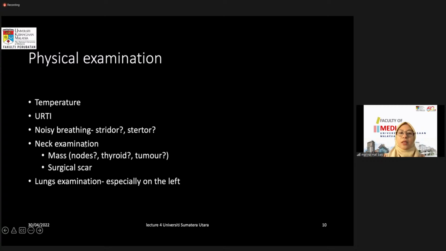And examine the neck, whether the patient has any masses in the neck, whether the patient has any thyroid swelling. If it is a malignant tumor, it may infiltrate the recurrent laryngeal nerve, causing vocal cord palsy. And if the patient has a surgical scar, you may think of vocal cord paralysis, for example, thyroidectomy scar, anterior cervical spine scar, esophagectomy scar, which may suggest the patient has recurrent laryngeal nerve injury. And lung examination is important, especially if the patient is a smoker.